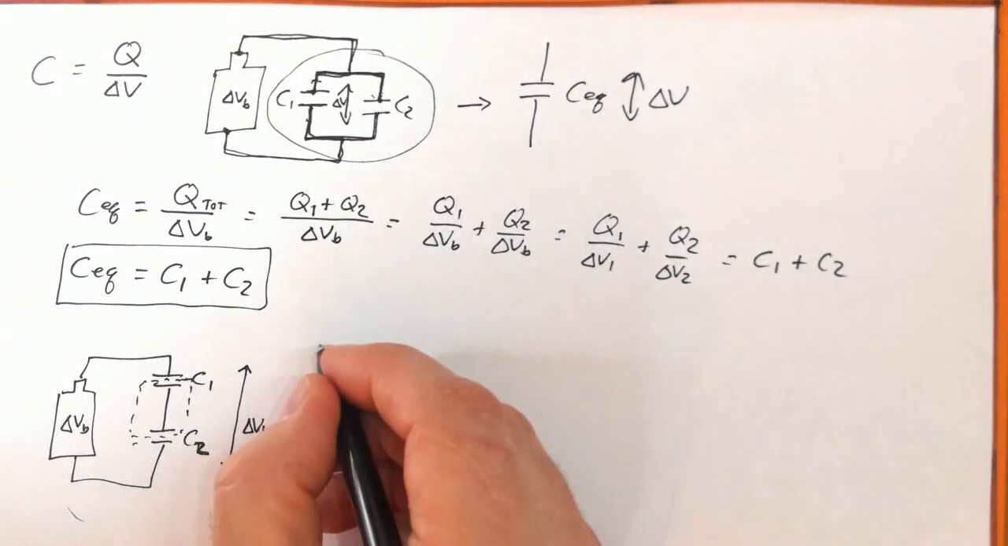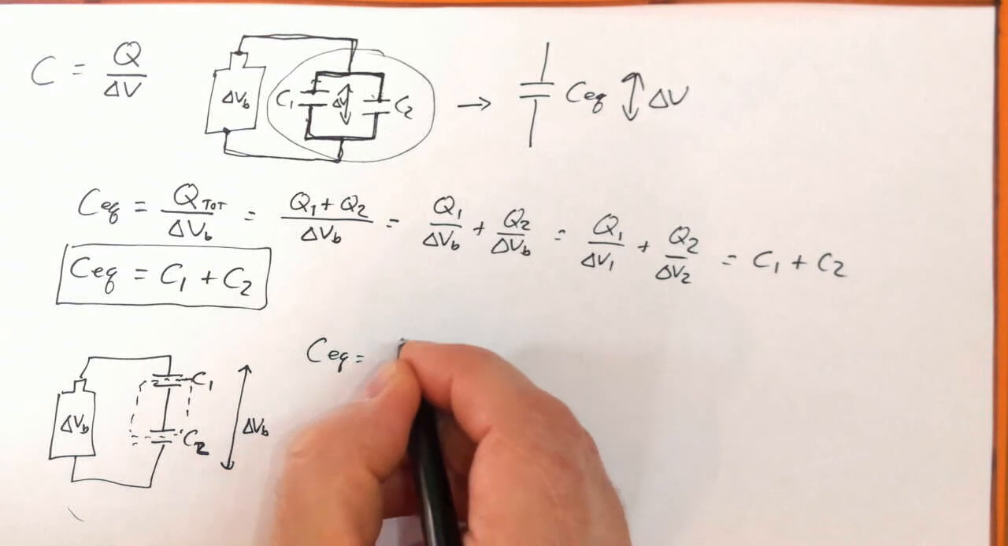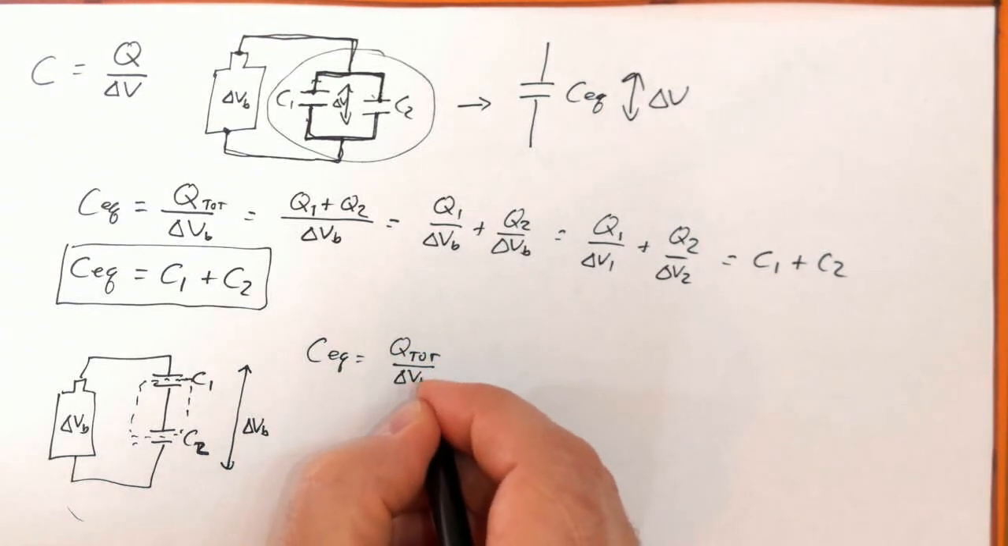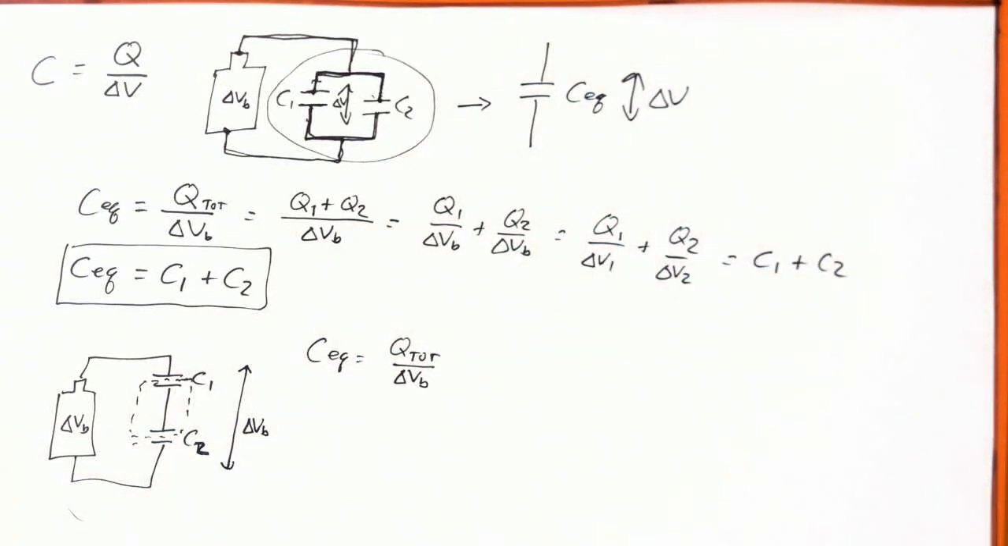So we start out the same way. C equivalent equals Q total over delta VB. And we want to find out what C equivalent is. If you think about the battery pushing charges, and it pushed a total charge of Q total, well, how many ended up on C1? Well, all of them did. There's no other place for it to go. So all the charge that got pushed by the battery ended up on C1.